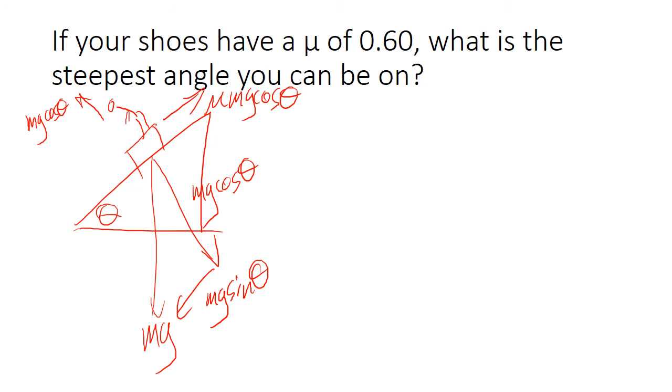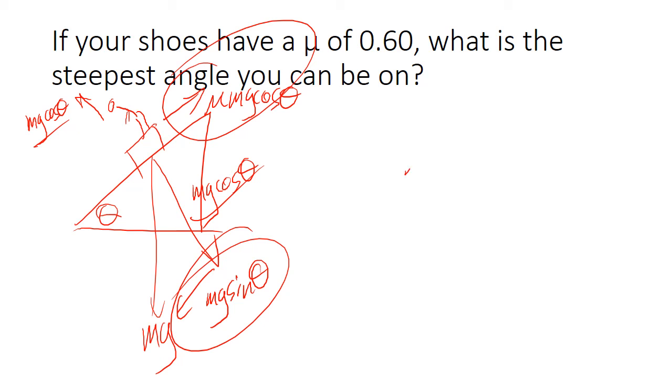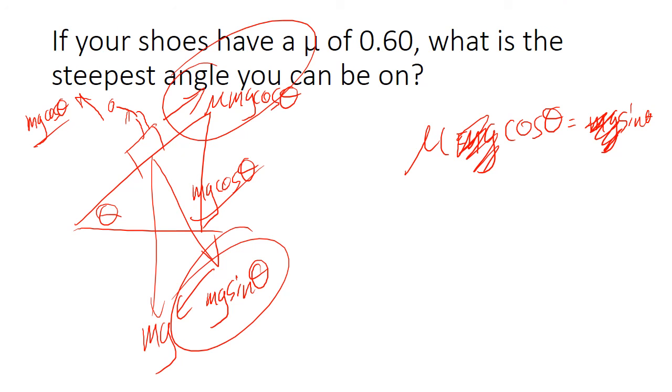Now, you've got two forces that need to cancel out. This force and this force, right? The up and down forces are already guaranteed to be equal, so those don't matter here. So what we know is that mu mg cosine theta, that's your friction force, has to equal the downwards force of mg sine theta. Now, hopefully you can tell these things go away because they cancel out on both sides. So now we have mu cosine theta equals sine theta. Well, let's divide by cosine theta.